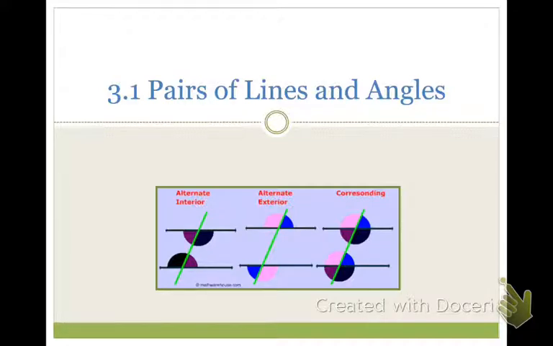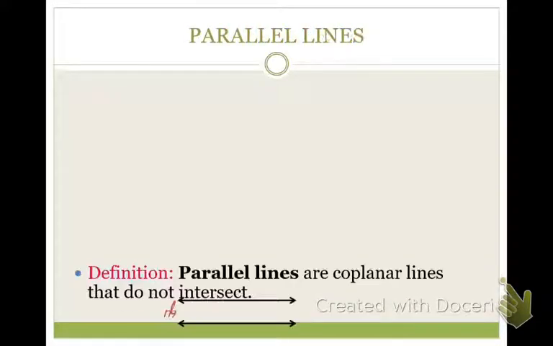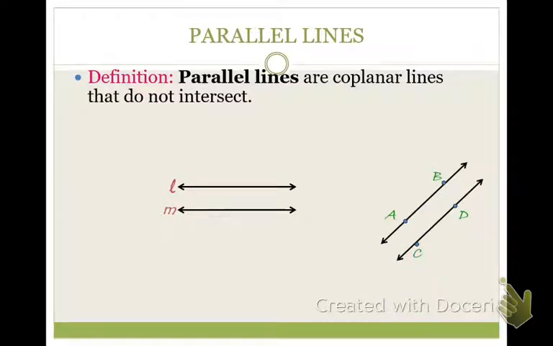So first thing we're going to talk about are parallel lines. Okay, so parallel lines are coplanar lines that do not intersect. So that's the first term. Parallel lines are coplanar lines that do not intersect. After this slide, I'll show you a map, and we'll find parallel streets.